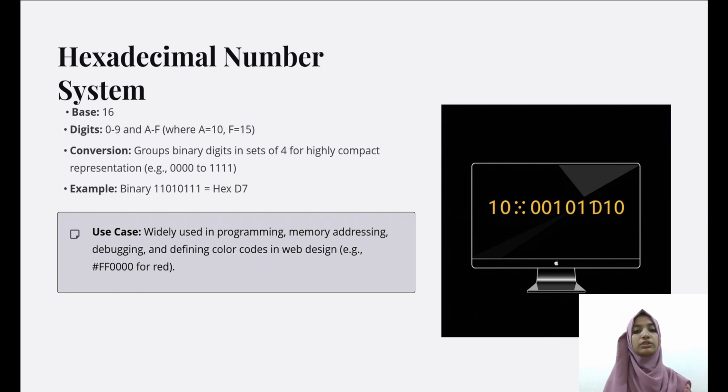Now, use cases. The hexadecimal number system is widely used in programming, memory addressing and debugging. Programmers use it because it makes long binary codes easier to understand. Hexadecimal is also commonly used in web design to define colors. For example, the color red is written as FF0000 in hexadecimal. This makes hex an essential part of computing and technology.